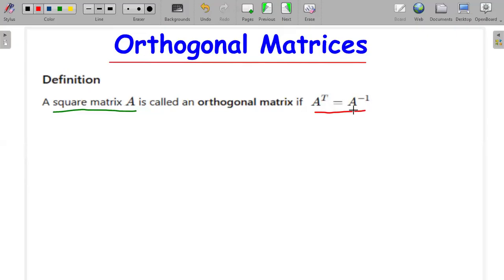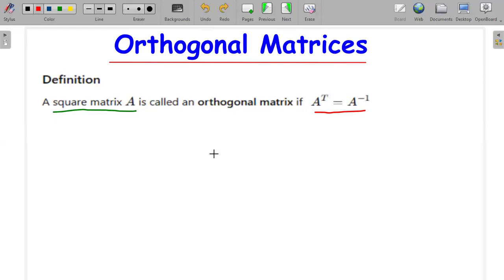So I know you know how to find the inverse from first year. Did you do 3 by 3 matrices? I think you did, yes. So the 3 by 3 matrices you did. The 2 by 2 inverse, I know you know from grade 12. So if the transpose is equal to the inverse, then we conclude that this matrix is an orthogonal matrix.